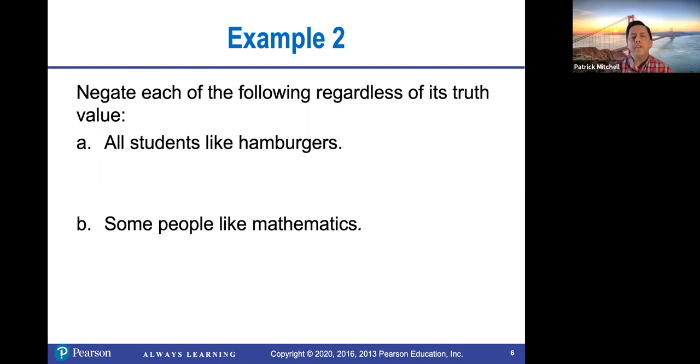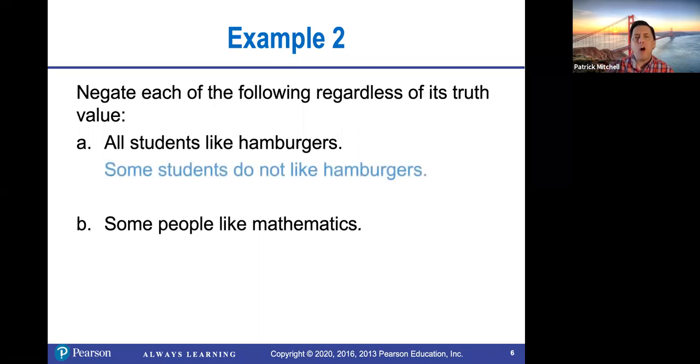So it turns out that the way you negate a statement involving all is to say some are not or some do not. Some students do not like hamburgers. That's exactly the reason that the statement all students like hamburgers is false, because there are some students who don't, right? Students who are vegetarians, for example.